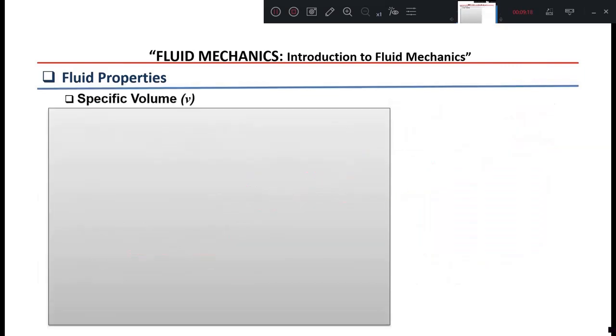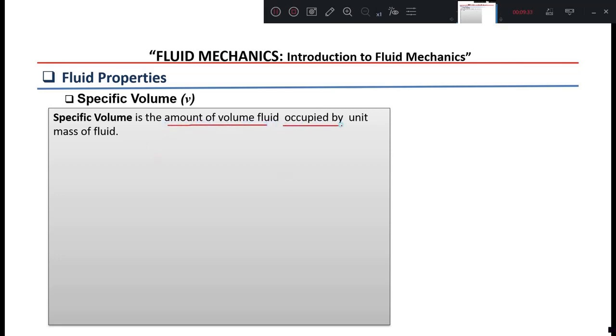So let us take the next property of a fluid, that is the specific volume. Specific volume is the amount of volume of a fluid occupied by unit mass of the fluid. That is, specific volume is volume by mass, or we can say the specific volume is the reciprocal of the mass density.